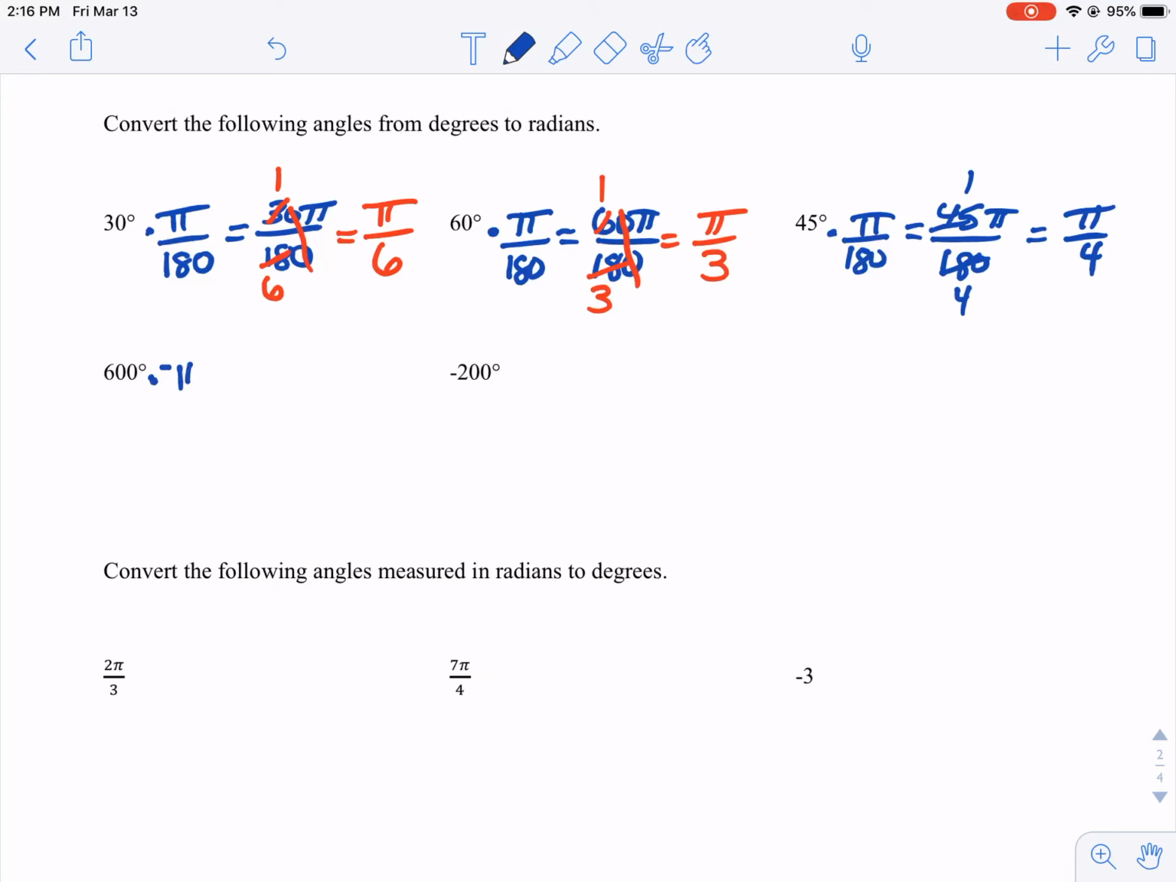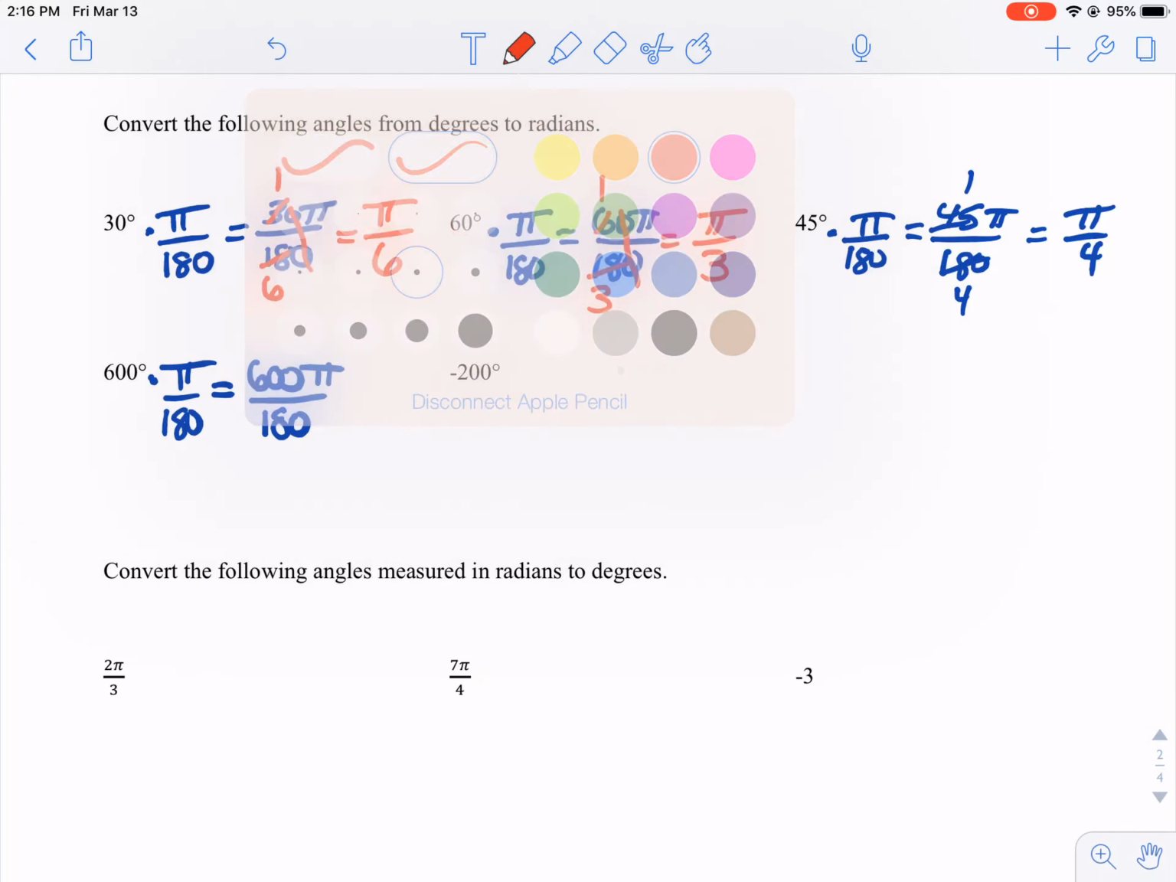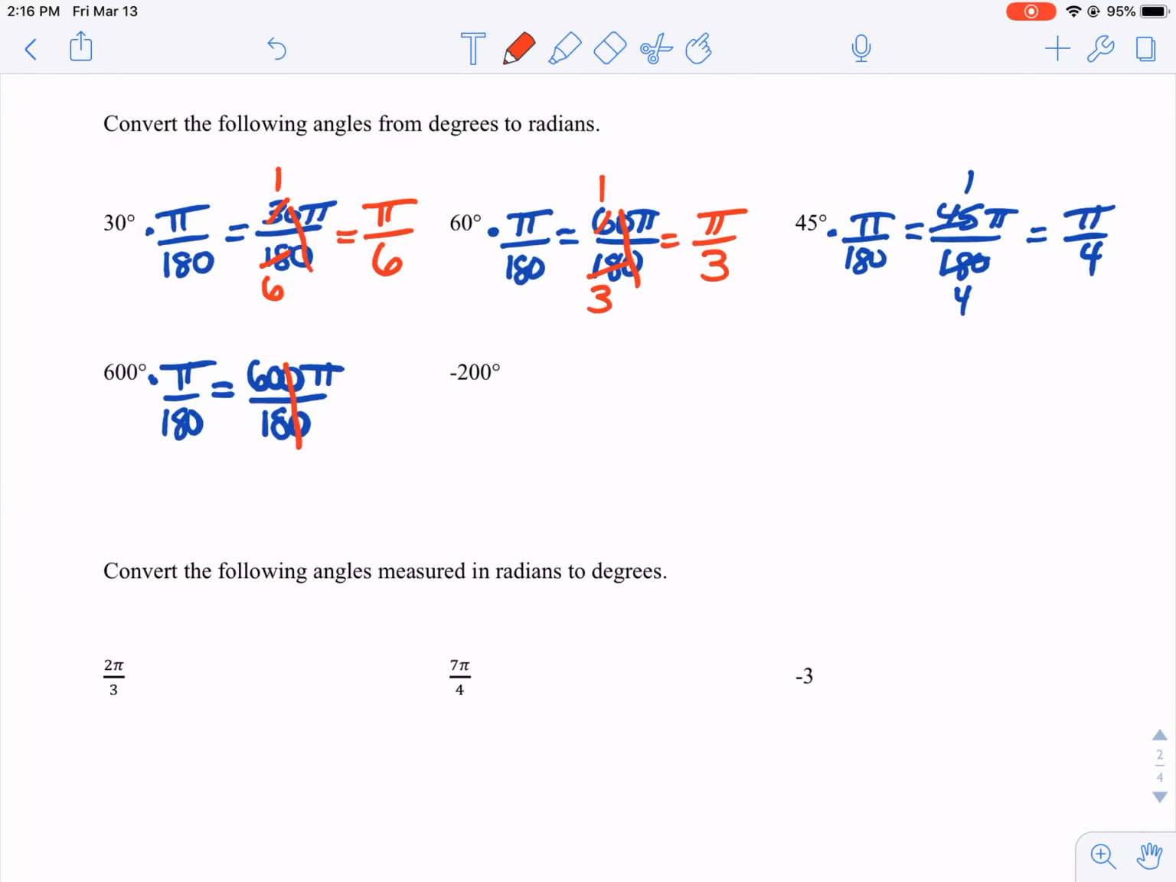600. Multiply by pi over 180. So we know that this angle goes around more than once. It's okay. We still convert it to radians the same way. Divide them by 10. The zeros get knocked off. And let's see. 6 goes into 60 10 times. 6 goes into 18 3 times. So we end up with 10 pi thirds radians.